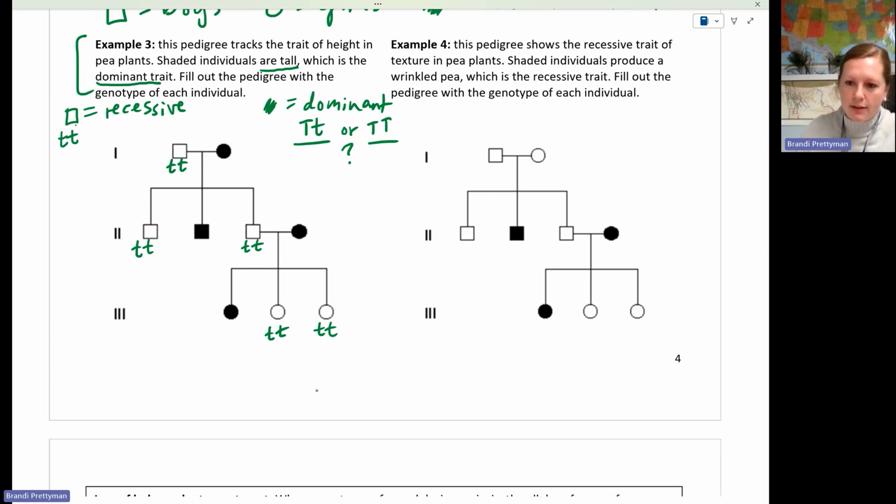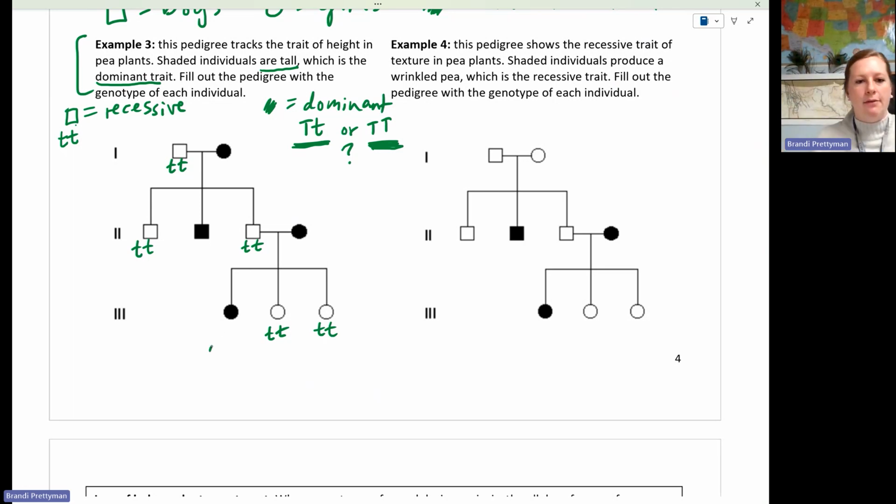Okay, cool. I did the easy part. I filled in everything that I know for sure. Now I have to go back and figure out all of my shaded individuals because I know I have two options for them, right? I know they could be heterozygous or they could be homozygous dominant. So which one are they? And the clue lies in either their parent or their offspring. You have to look at the context around that individual to figure out what allele they got from their parent and what allele they passed on to their offspring.